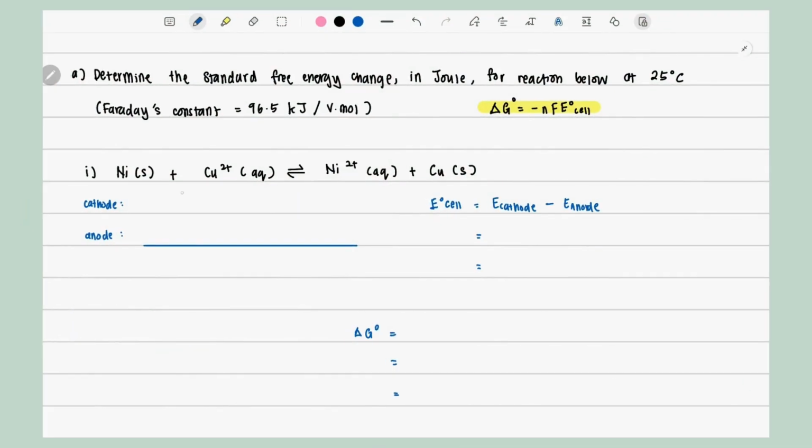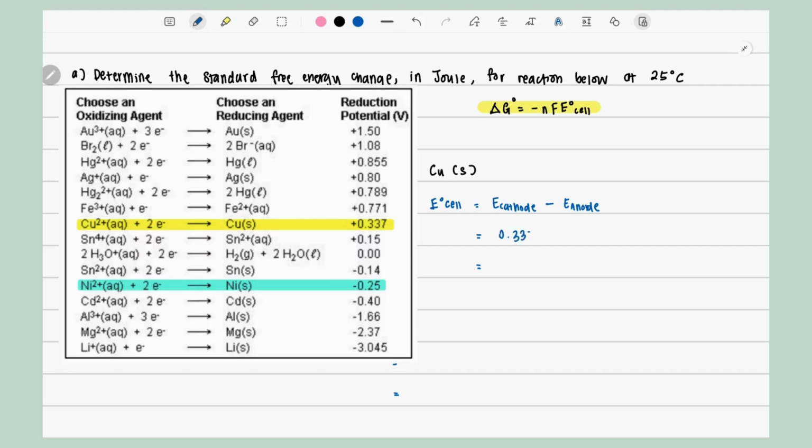This question asks us to determine the standard free energy change in joule. For this question, the first thing we need to do is to determine the anode and cathode and write the half equation. Next, we have to calculate the E naught value by referring to this table. We can calculate the E naught value for this question.